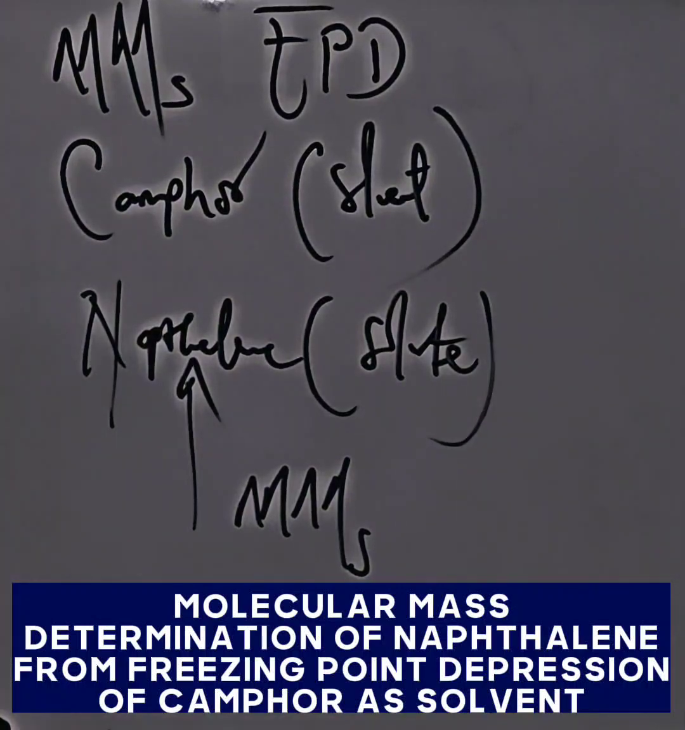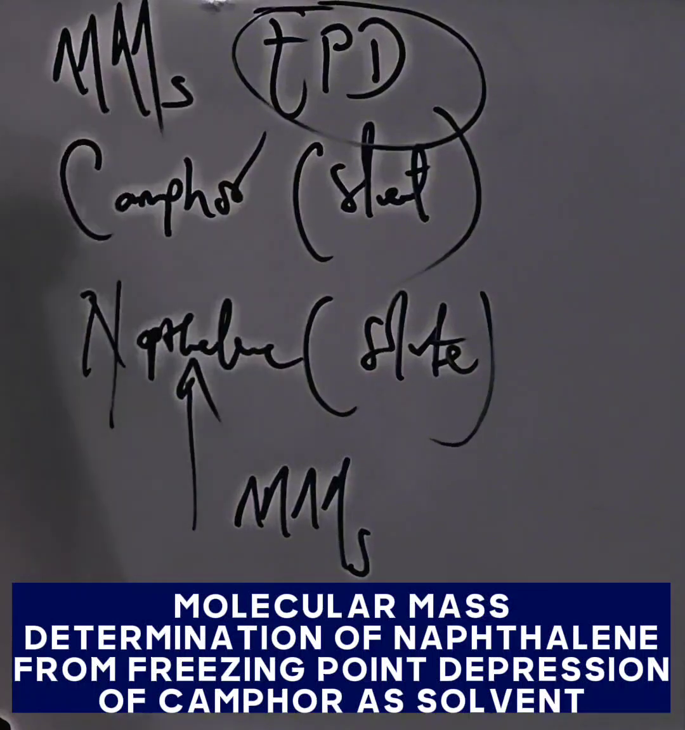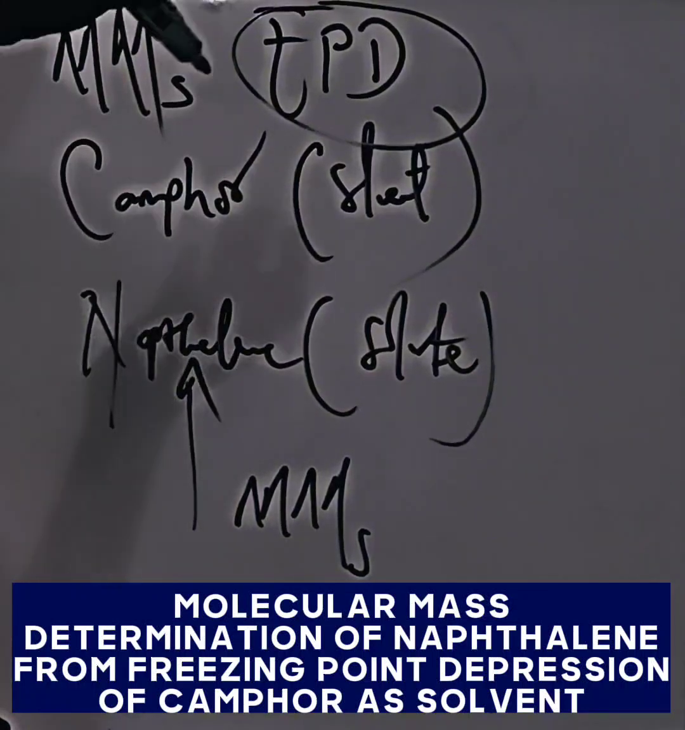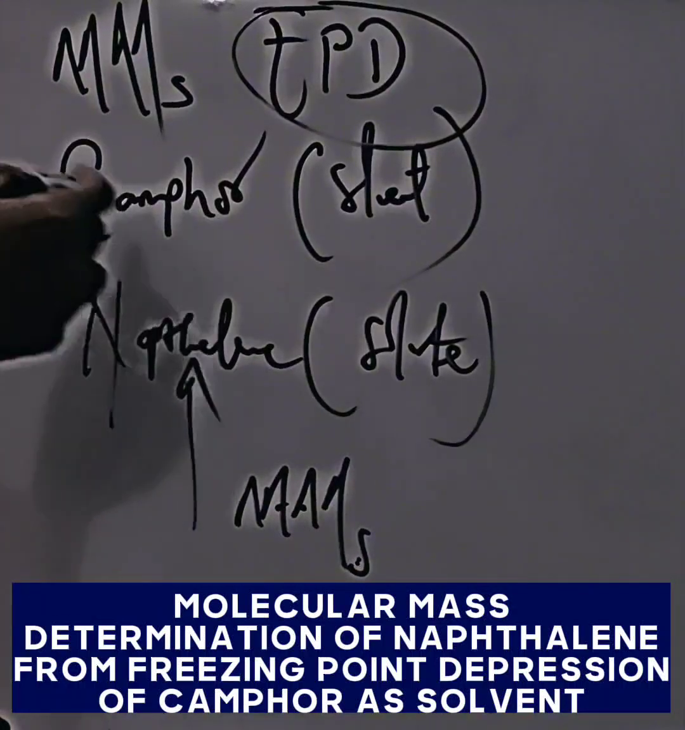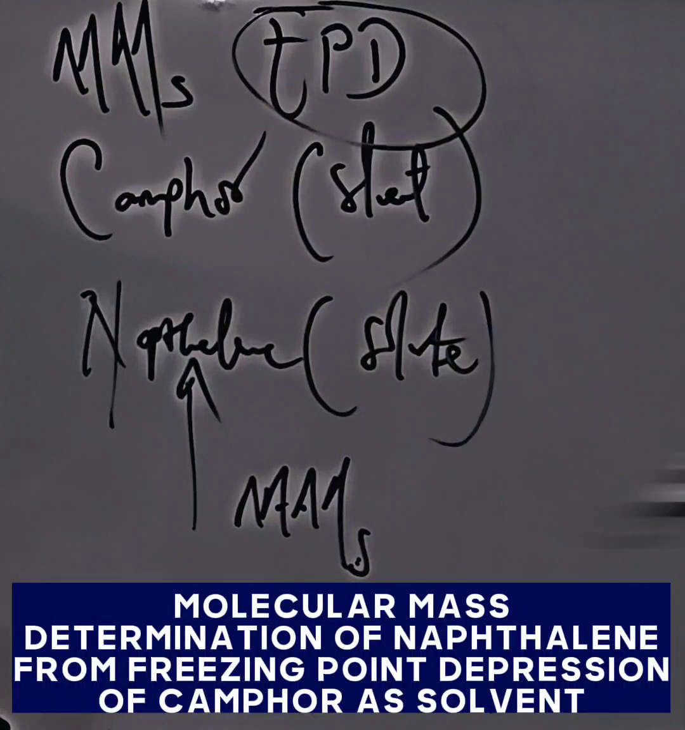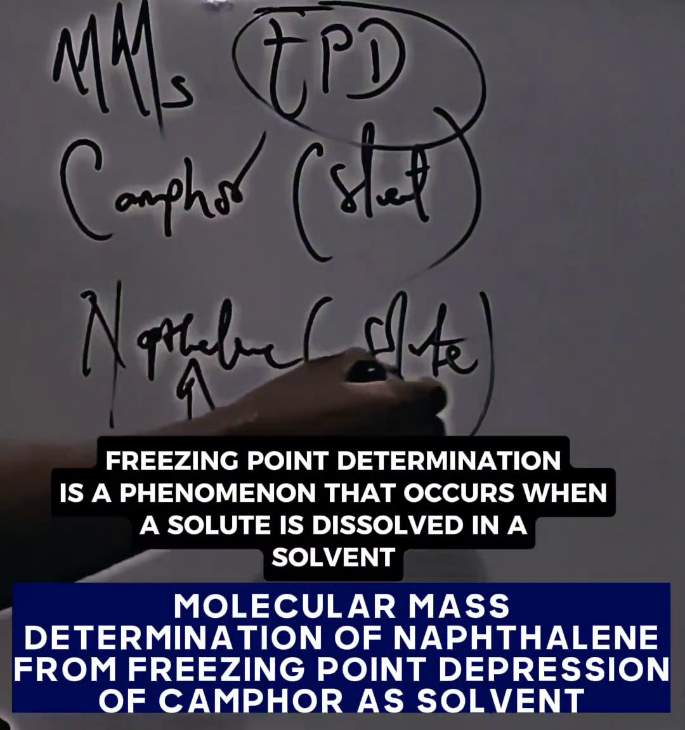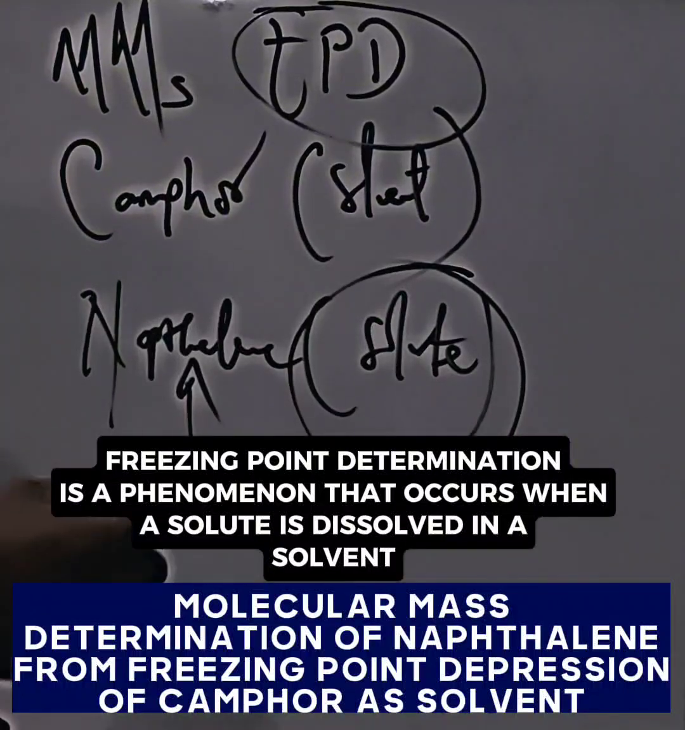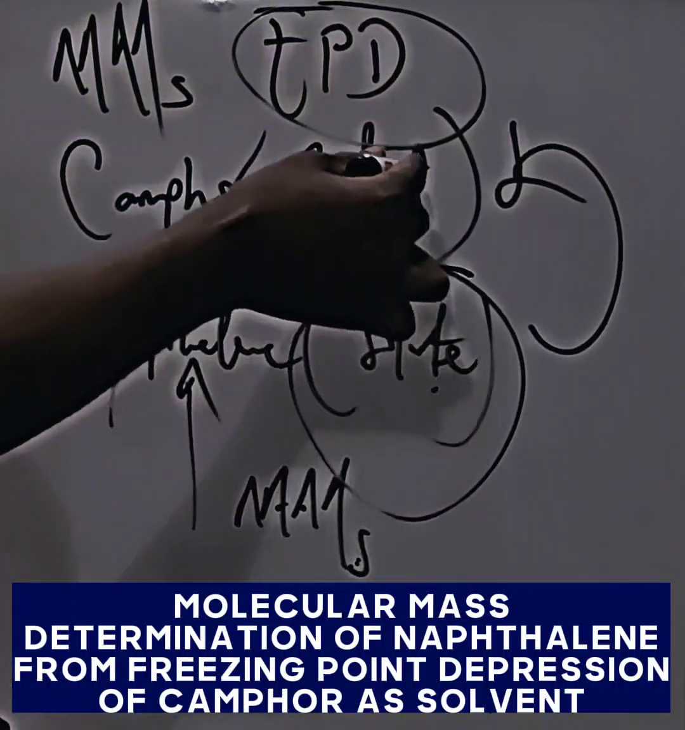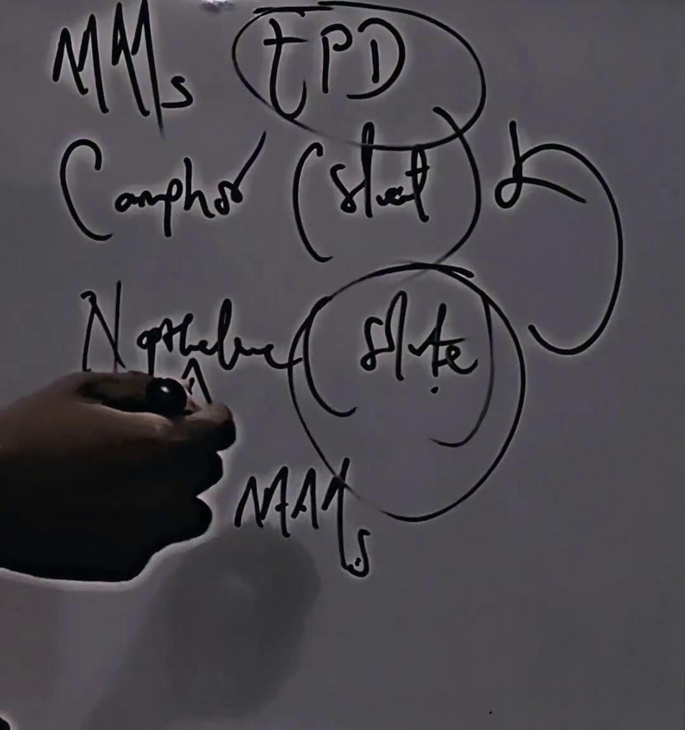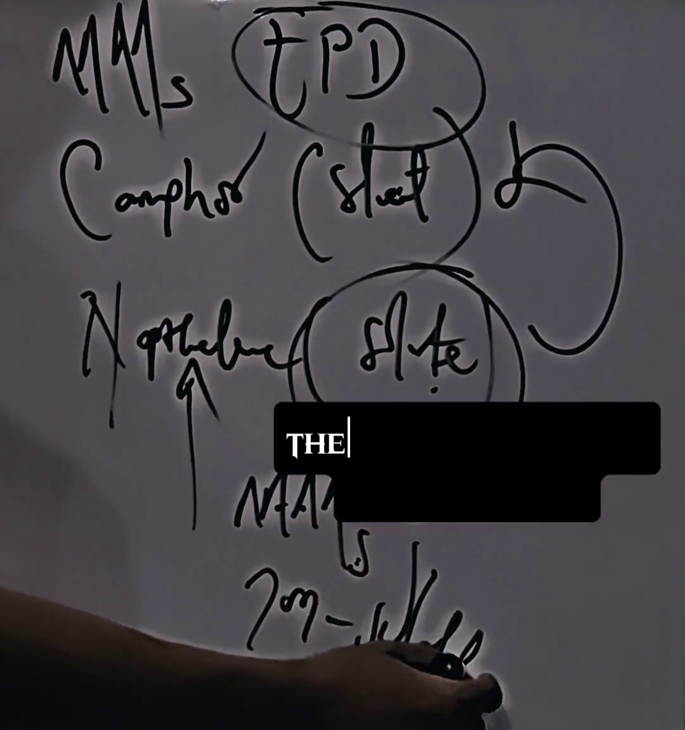Now, it is important to know what freezing point is in order to see how we can employ freezing point determination to get to know the molecular mass of naphthalene, which is our solute. Freezing point determination is a phenomenon that occurs when a solute is dissolved in a solvent, and this solute has to be non-volatile.